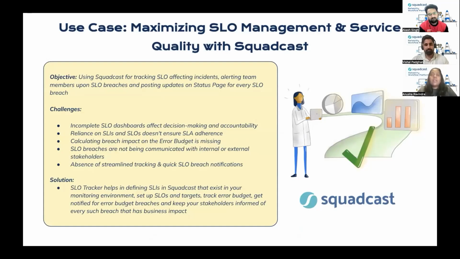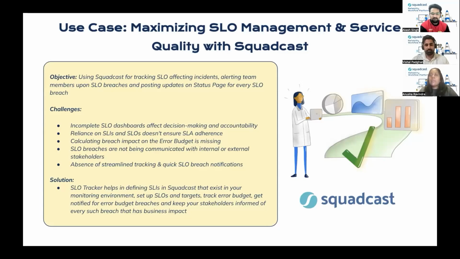They are facing a couple of challenges. We'll go over them one by one. So, incomplete SLO dashboards are affecting decision making abilities and accountability. They are not sure whether the reliance that they have on their SLOs and SLIs ensure adherence to the SLAs that they have promised to their customers.